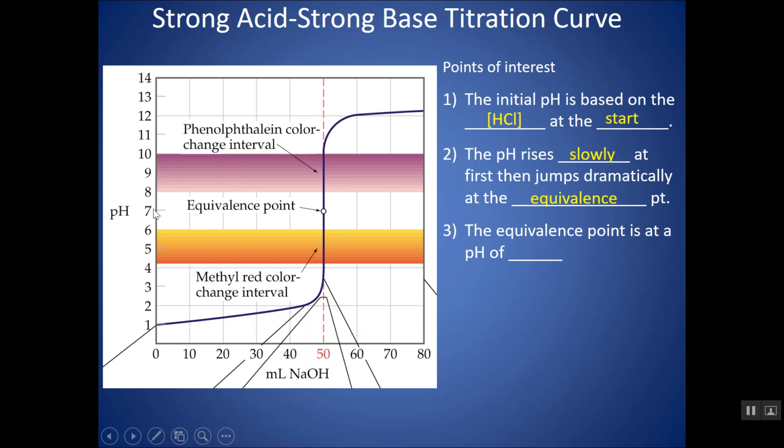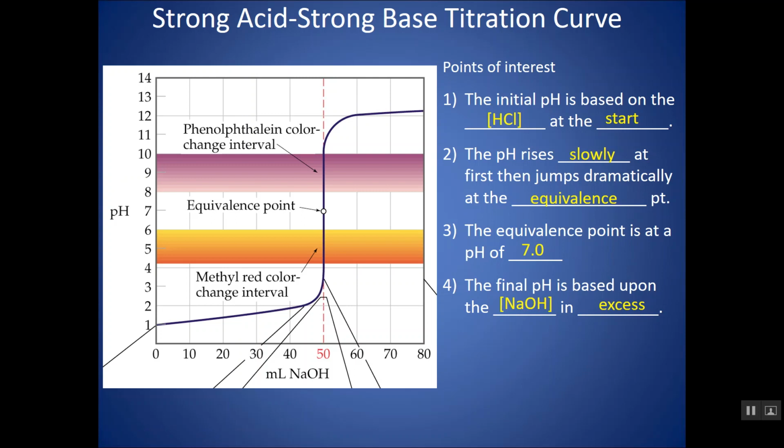Does that make sense for a strong acid, strong base? Let's think about the salt. The salt, made of the conjugates of a strong acid and a strong base, would have negligible ability to act as an acid or base, so that's why the pH would be 7, because you have a neutral salt. Then the final pH, at the end, now I'm adding more base and all of the acid has already been reacted, so here I have excess base, and the final pH would be based upon how much sodium hydroxide you have in excess in your container.